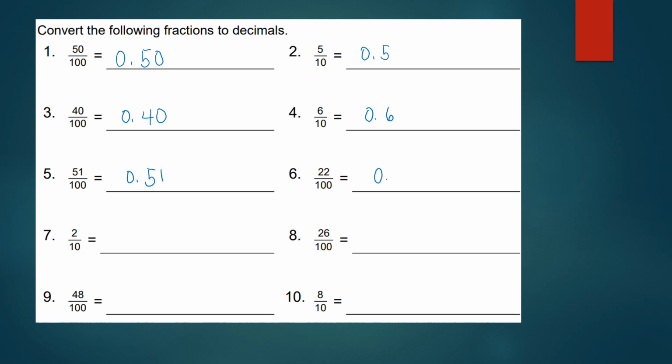22 hundredths, 2 tenths, that's 2 tenths or 0.2. 26 hundredths, 48 hundredths, then 8 tenths.